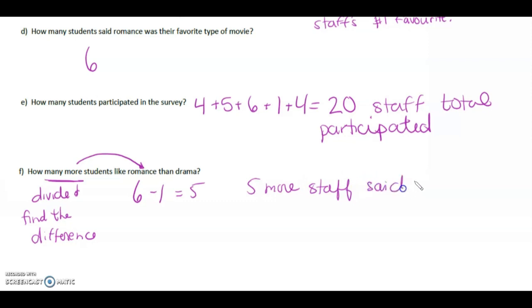Elizabeth said their favorite is romance and drama.